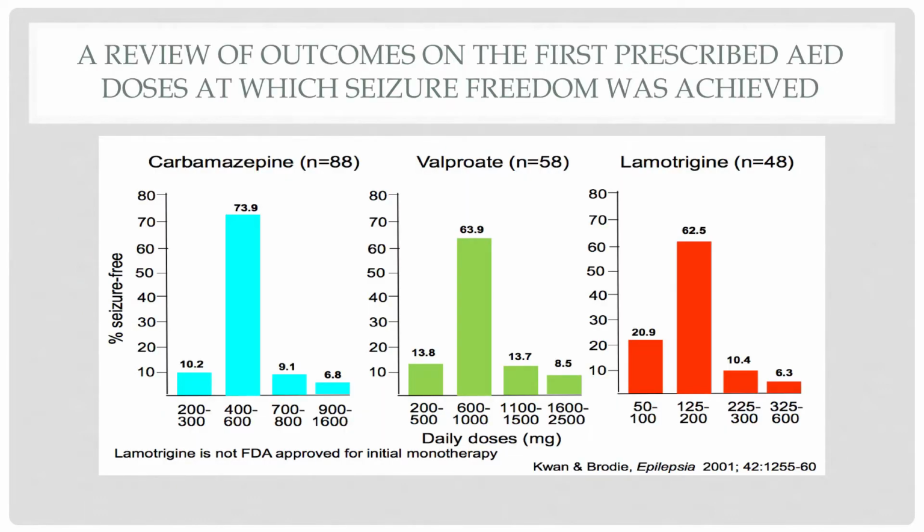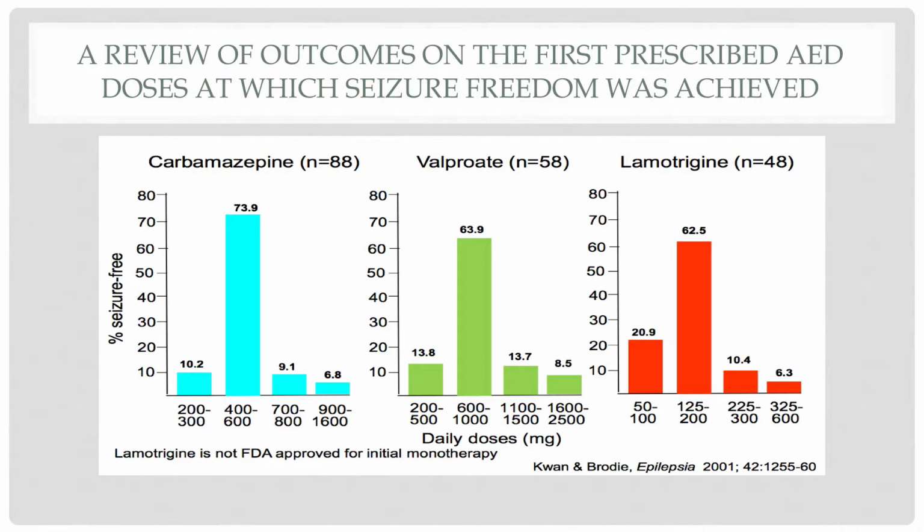So this is just a review of the efficacy of a few selected medications. Carbamazepine seems to work very well at 600 milligrams. For valproic acid, that dose is 1,000. With 600, for instance, for carbamazepine, 80% of patients will be seizure-free. Any increase was a marginal effect, and same thing for valproic acid.